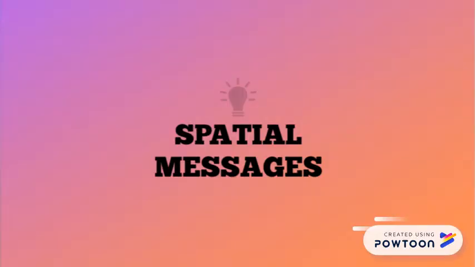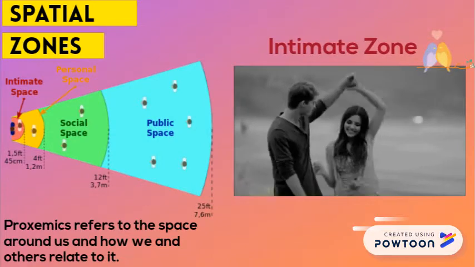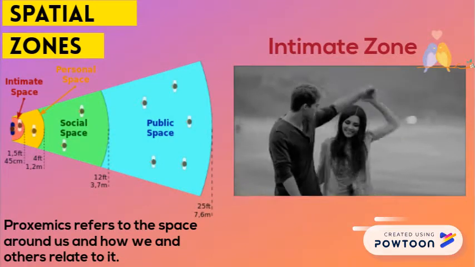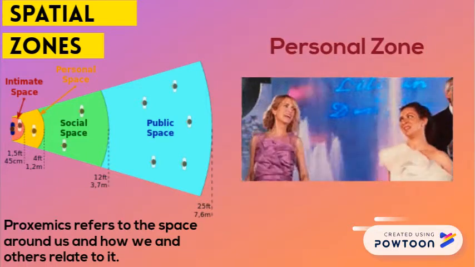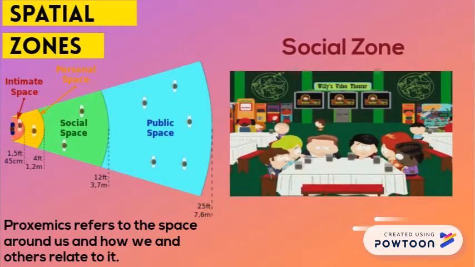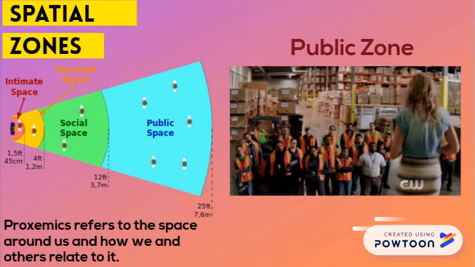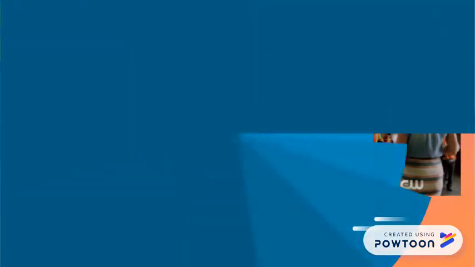There are 4 spatial zones. Intimate zone are for people who are psychologically close to each other, like husband and wife. Personal zone are for friends. Social zone is the distance where we would like to conduct much of our daily business, such as group meetings. Public zones are for strangers, such as for public speeches.